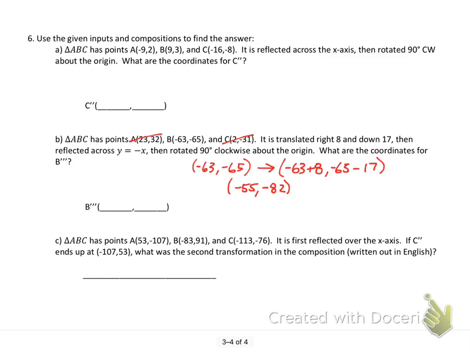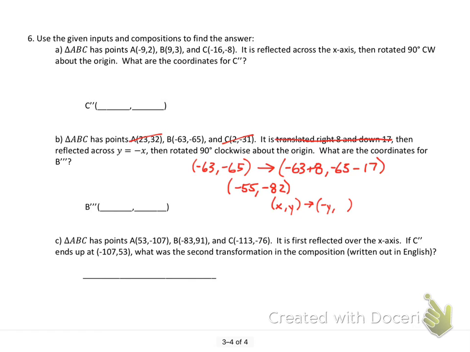So anyways, we can also kind of keep track of it right here. I just did this translation, so I'm going to cross it off. I've done that one. Now I need to reflect across y equals negative x. Now if I look at my coordinate rules, I know that for a reflection over y equals negative x, (x, y) becomes what?